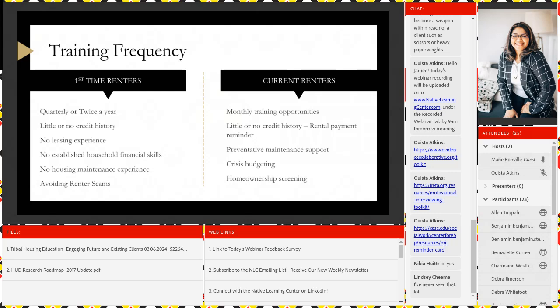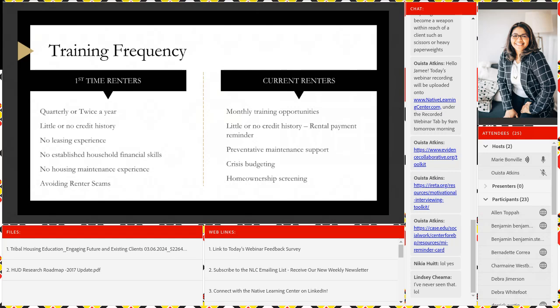Maybe your first-time renters have little or no credit history, no leasing experience, no established housing financial skills, no housing maintenance experience, right? Mom and dad have always been doing it for them, or grandma has always been doing it for them. Avoiding renter scams. These are all the types of things that you could provide to your renters. Current renters, you might want to talk to them separately, right? Going back to how to engage clients, future, former, current.